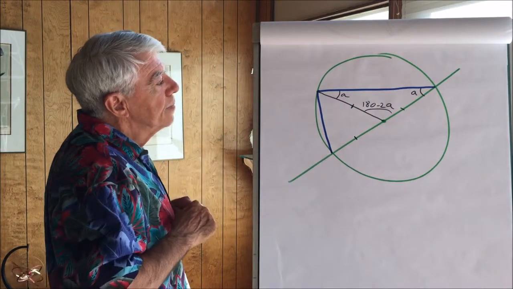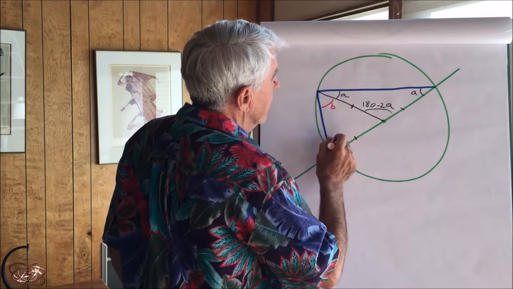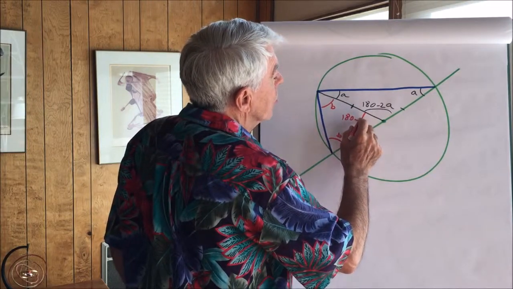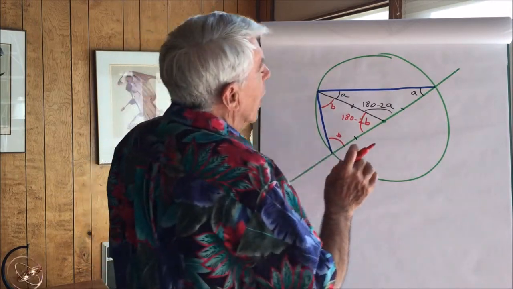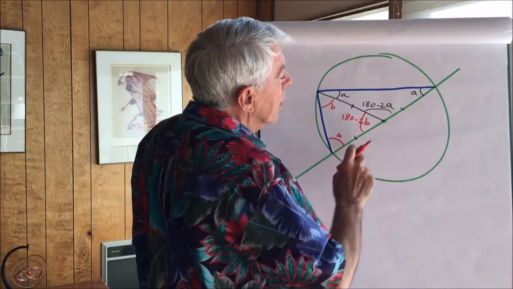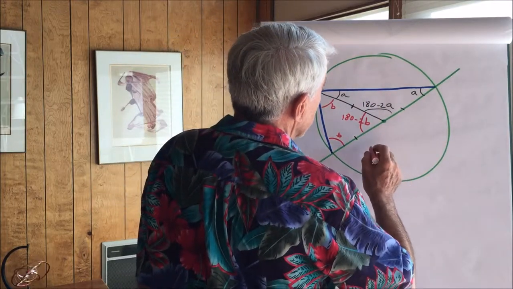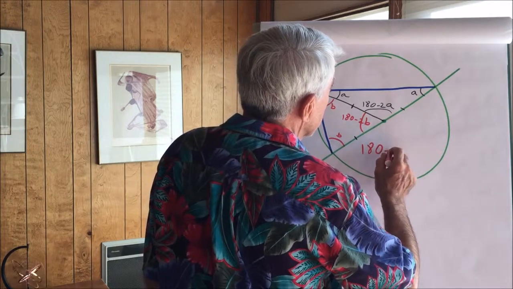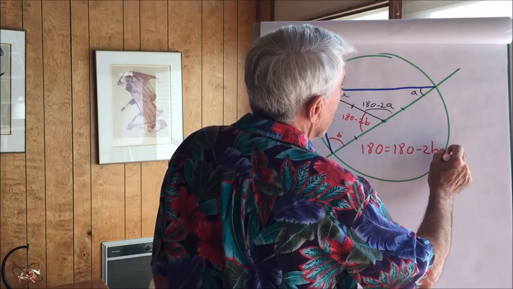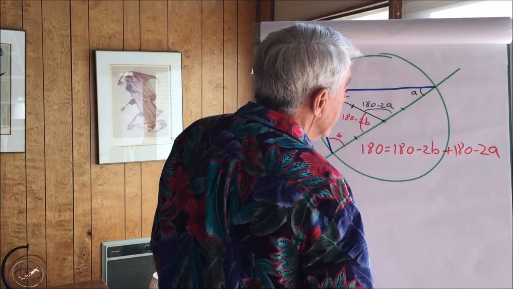Now we can do the same thing for this isosceles triangle. Angle B, and this will be 180 minus 2B. Now we also know that the diameter is a straight line, so these two angles, this angle and this angle, have to add up to 180 degrees. So let's write that down. 180 degrees is equal to this angle, 180 minus 2B, plus this angle, 180 minus 2A.